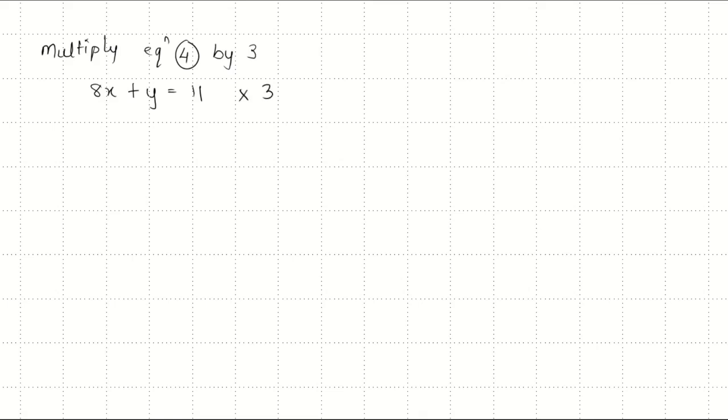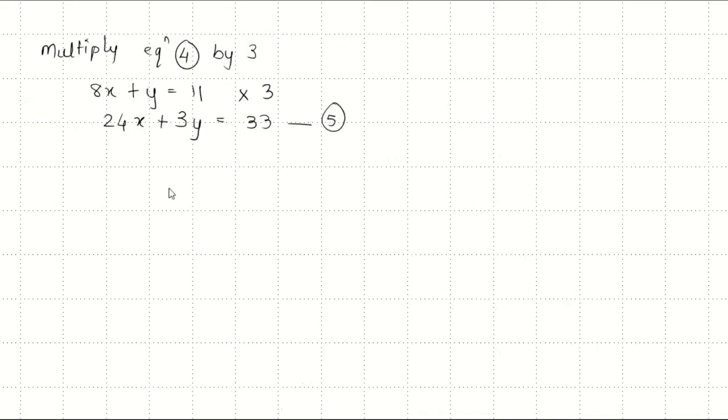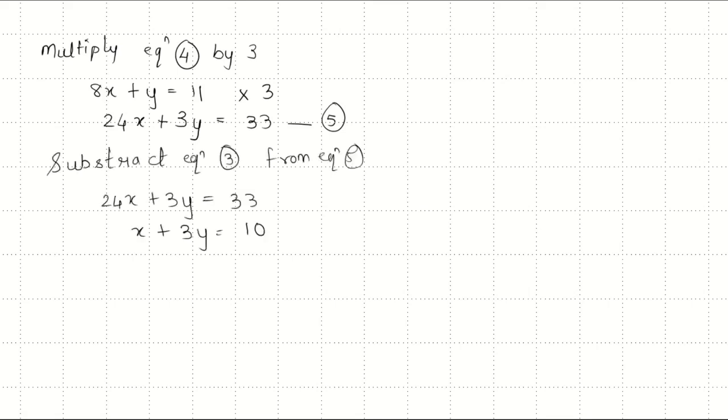So 8 into 3 is 24. 24x plus y into 3 is 3y is equal to 11 into 3 is 33. This will become our equation number 5, where we have plus 3y common in equation 3 and equation 5. So we will subtract equation number 3 from equation 5. Write down both the equations. This is equation number 5 and this is equation number 3.